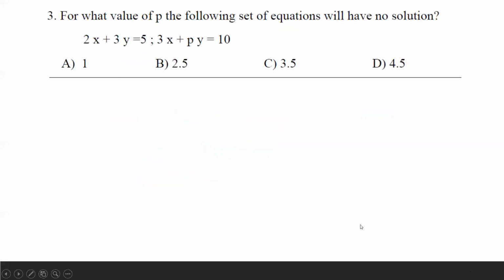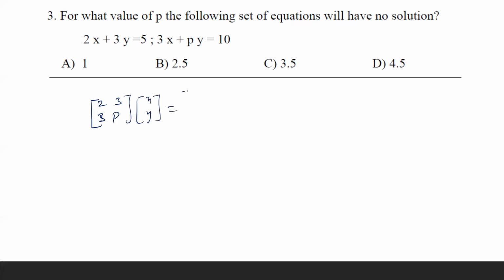Then if you look at the third question, for what values of P, you are given two equations, and we are expecting no solution to this. When you are given a system of equations, usually, as you know, we'll write it in its matrix form, right? So when you write it in matrix form, you'll get it like this, 2, 3, then 3P.